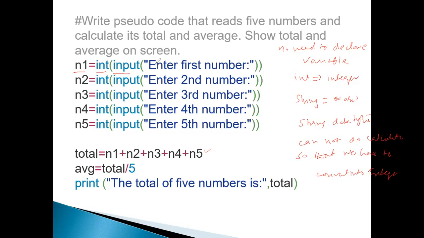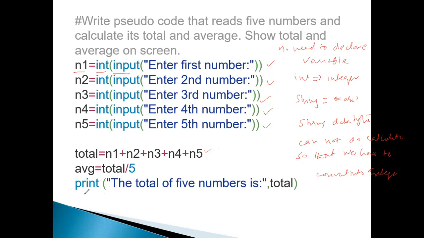Basically, it takes input in the string format. That string format must be converted into integer so that you can do calculation. So enter first number, enter second number, enter third number, enter fourth number, enter fifth number. Then you can write the formula as we have done in the pseudocode. So total equal to n1 plus n2 plus n3 plus n4 plus n5. And then you can write the formula for average. So average is equal to total over 5.